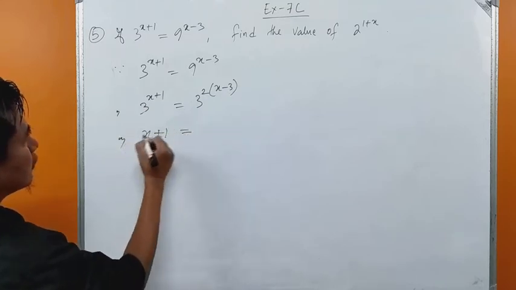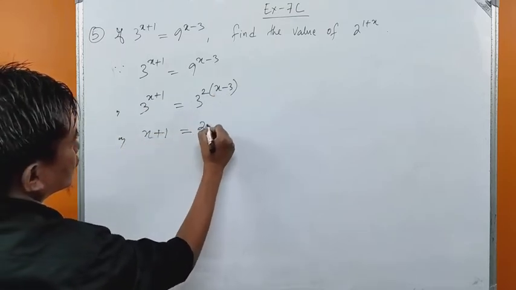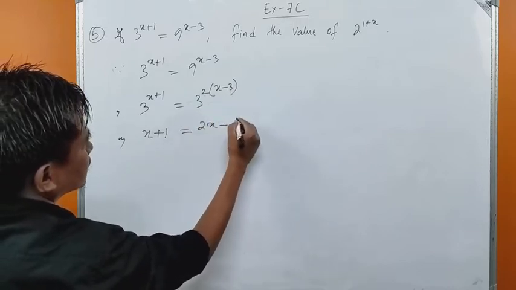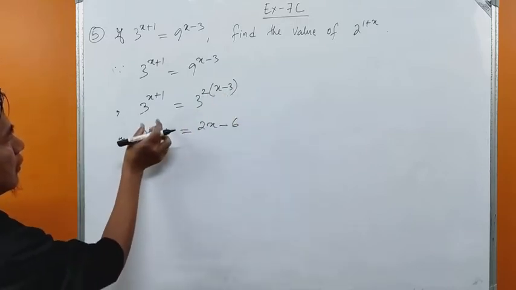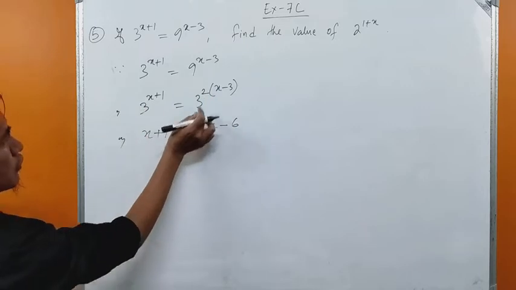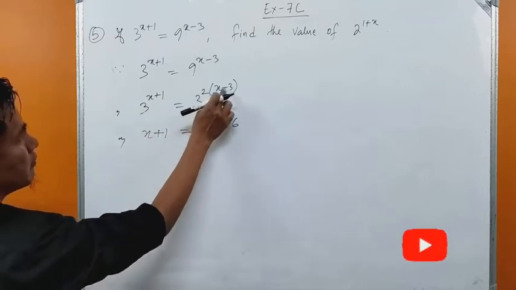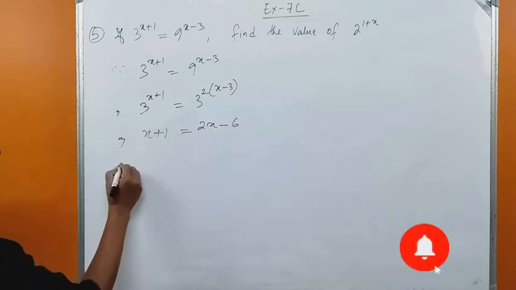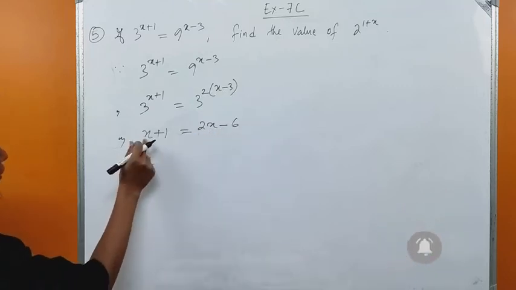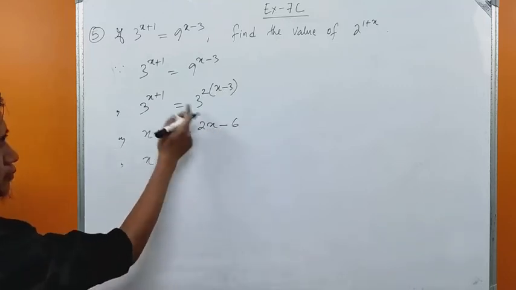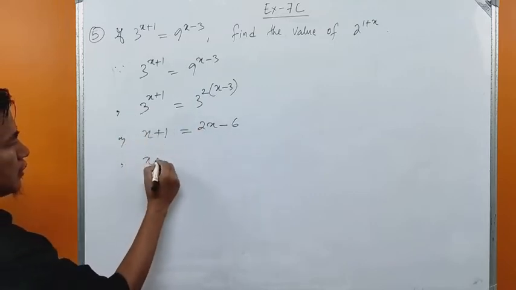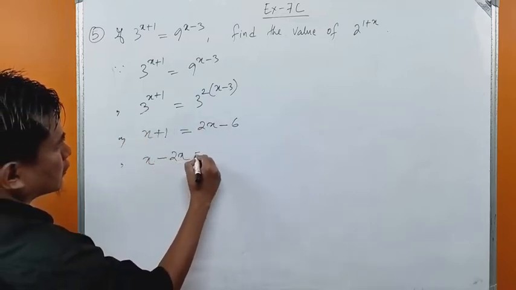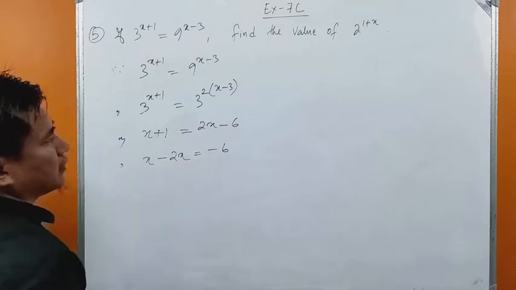equals 2 into x, 2x minus 2 3s are 6. Powers will be equal. x plus 1 equals 2 into x, 2x minus 2 3s are 6. Their powers will be equal. Or plus x, we keep this here. Now we bring this minus to plus 2x left hand side, becomes minus 2x equals minus 6, which is already in the right hand side.